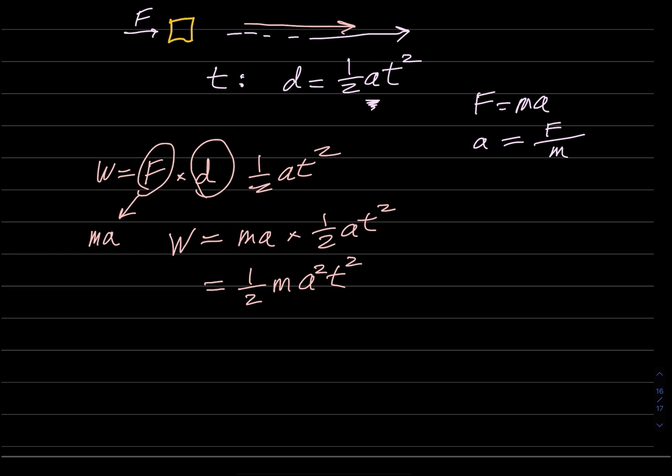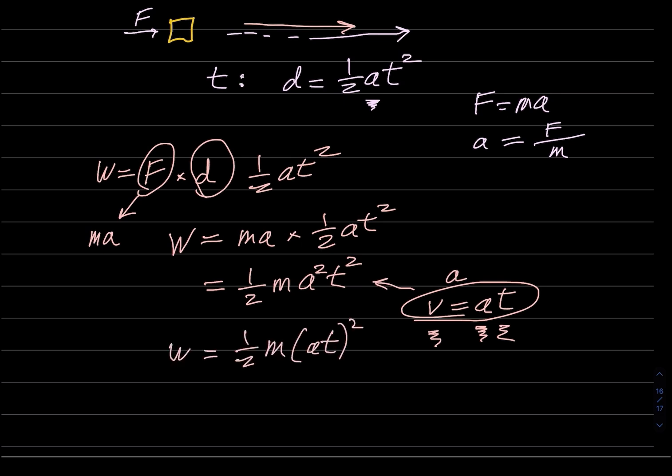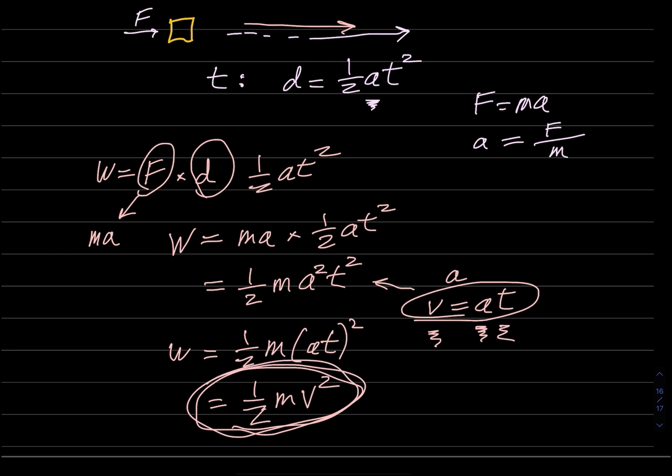Well, if a body starts from rest and accelerates with a constant acceleration a, then its velocity at time t equals a times t. If it undergoes an acceleration of 3 meters per second squared for 2 seconds, it's going to have a velocity of 6 meters per second. So let's take v equals at and substitute it in here. The work done is 1/2 m (at) squared, and that's 1/2 m v squared. And that's how we know that the kinetic energy of a mass m traveling at velocity v is 1/2 mv squared, because it takes that much work to bring the body from rest to velocity v.